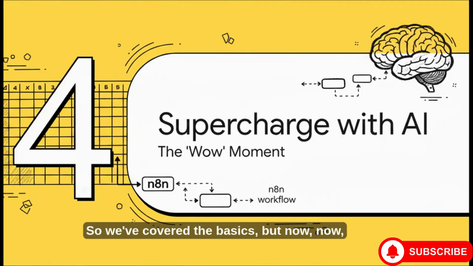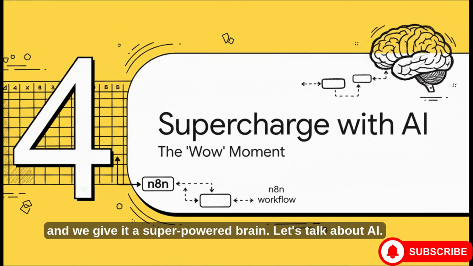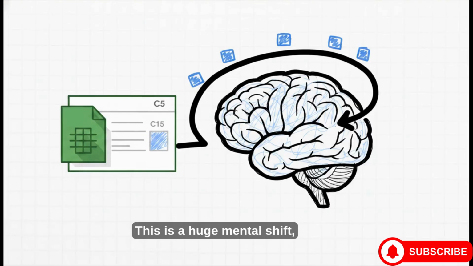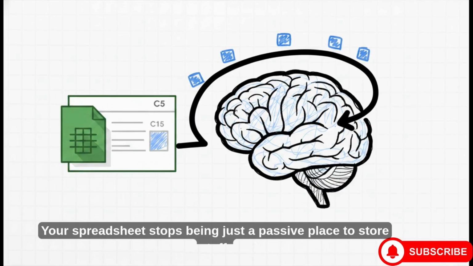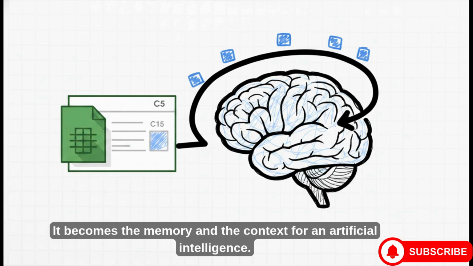It's reactive and it's so much more efficient. So we've covered the basics, but now we get to the really exciting part. This is where we take our humble little spreadsheet and we give it a super powered brain. Let's talk about AI. This is a huge mental shift, so I want you to really lean into it. Your spreadsheet stops being just a passive place to store stuff. It becomes the memory and the context for an artificial intelligence.